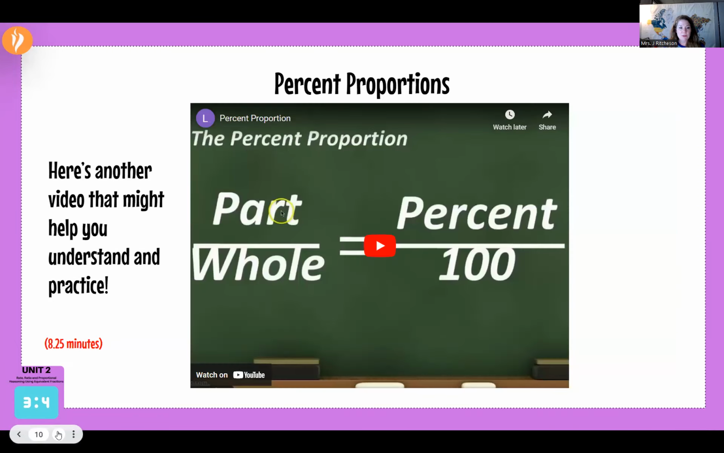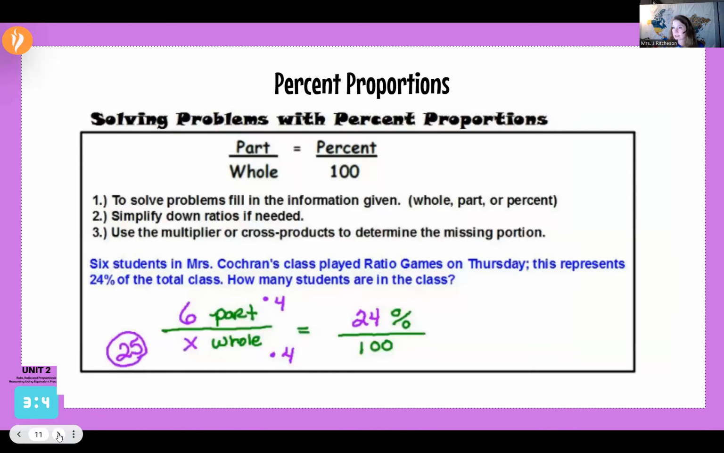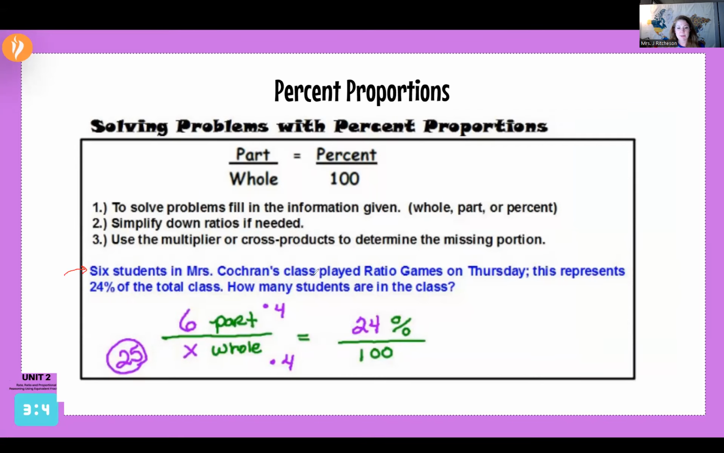All right. And here's another one. Still talking about the percent proportion. So you have a couple of different resources to use, okay, if you don't understand. So let's look at this first word problem right here, guys. It says 6 students in Miss Cochran's class played ratio games on Thursday. This represents 24% of her total class. How many students are in the whole class?